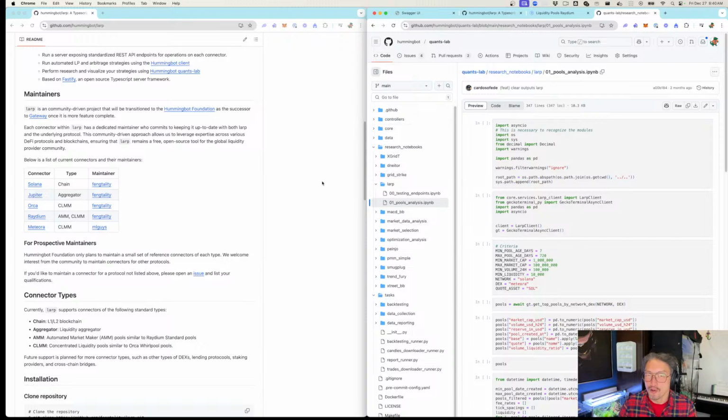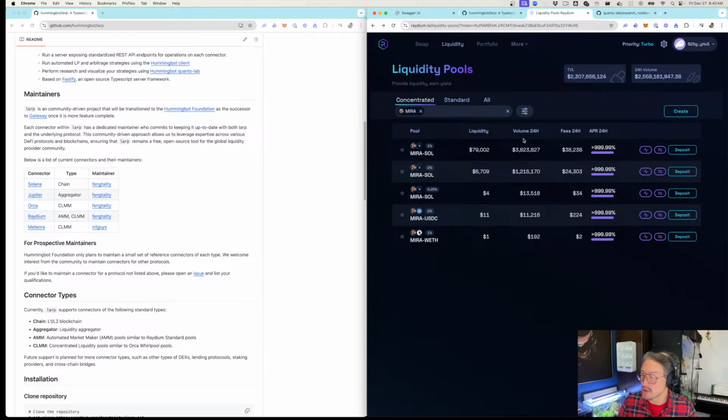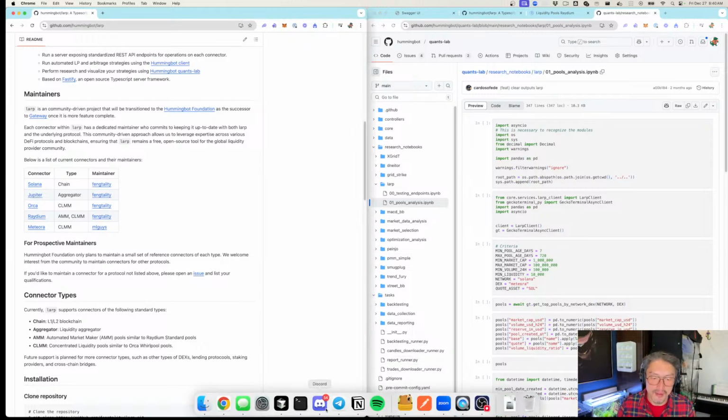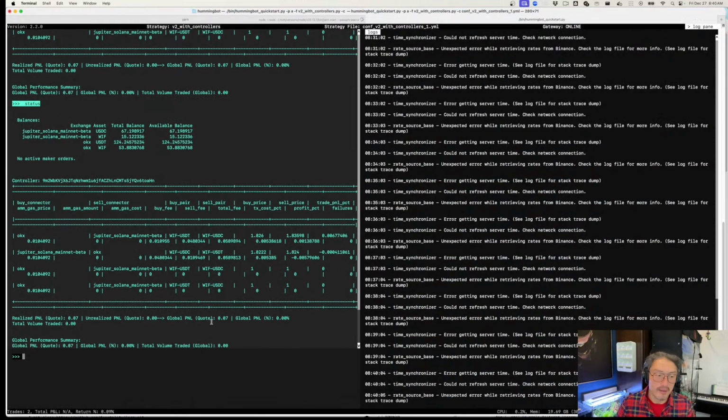Over time, as they get more fleshed out, we'll try to add them into the core Hummingbot client as well. But because everything in the LP world is very nascent right now, we want to avoid the mistakes we made in the past of building too fast. Instead, the approach is to create a playground for people to experiment with this right now.